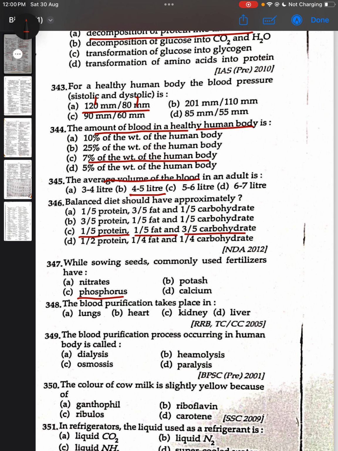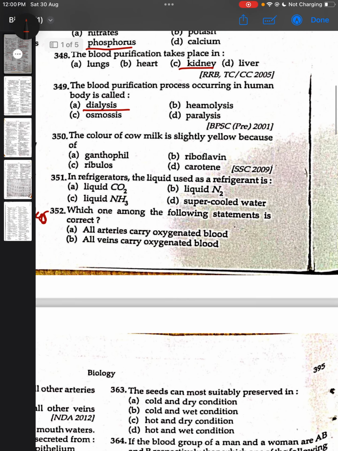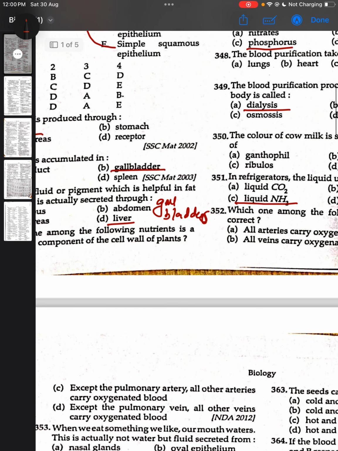The blood purification takes place in kidney. Blood purification process occurring in human body is called dialysis. The color of cow milk is slightly yellow because of carotene. In refrigerator, the liquid used as a refrigerant is liquid ammonia. Which one of the following statement is correct? Except the pulmonary artery, all other arteries carry oxygenated blood.